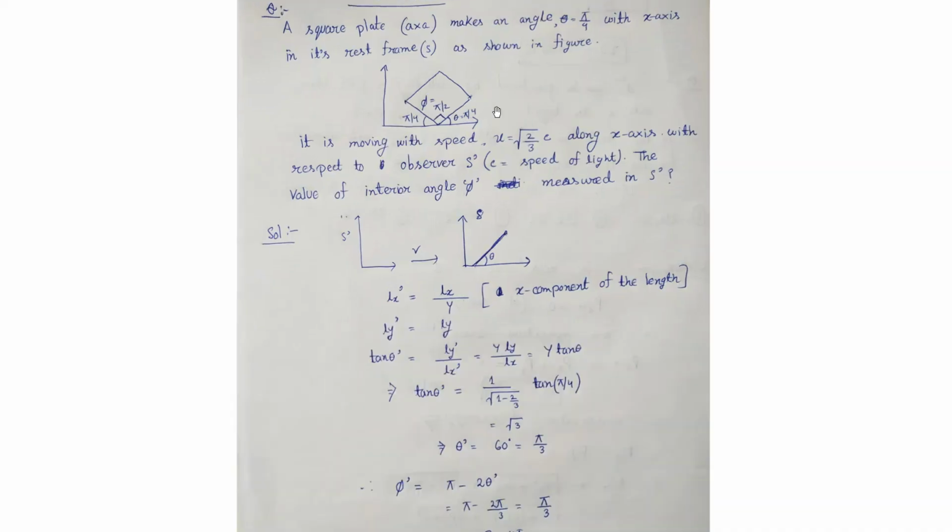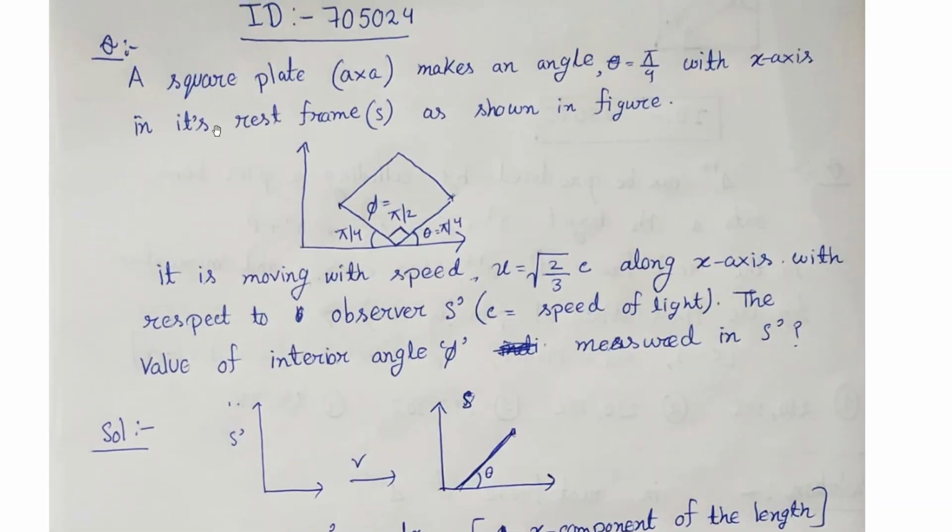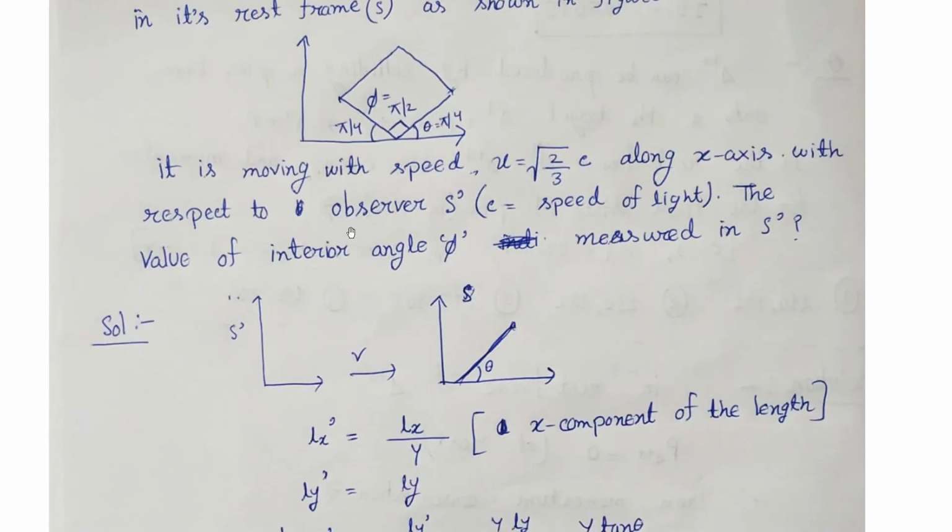So, another problem from special relativity. This is actually a simple problem to do in the exam. We have a square plate. The length of the sides is a. It makes an angle theta equal to pi by 4 with the x-axis in its rest frame, as shown in the figure. So these two angles, theta, are pi by 4, and the interior angle phi is pi by 2. It is moving with a speed v equal to root under 2 by 3 c along the x-axis with respect to observer S prime. So we have to calculate the value of the interior angle phi. Initially phi is pi by 2 for a square, and we have to calculate what the value of phi is in the frame S prime.